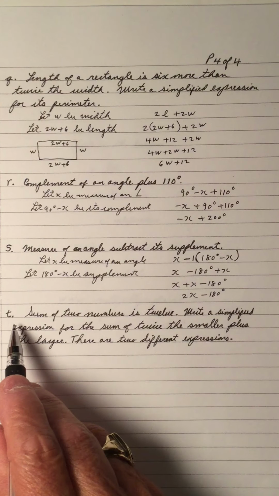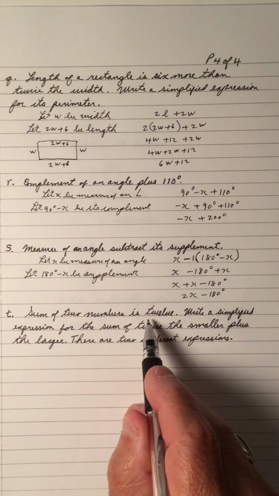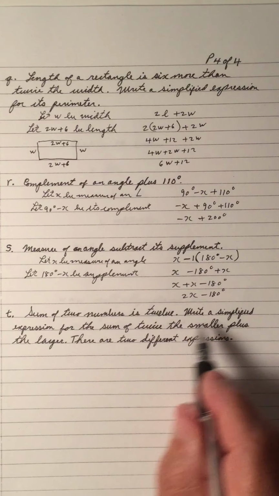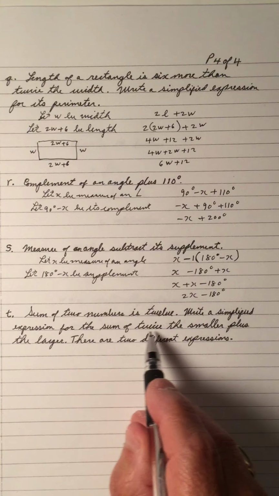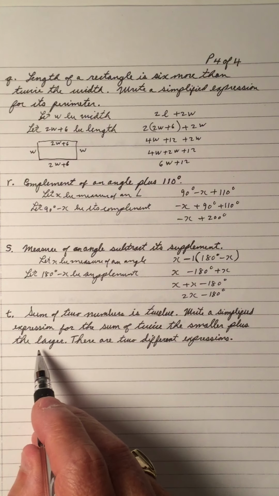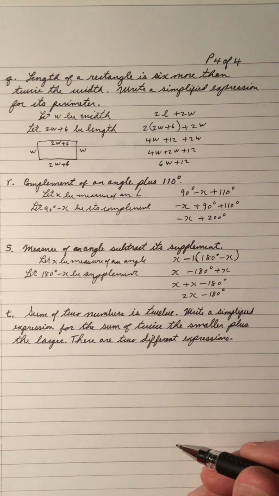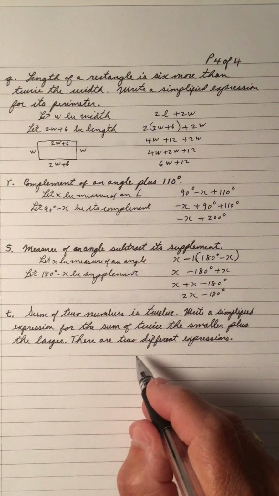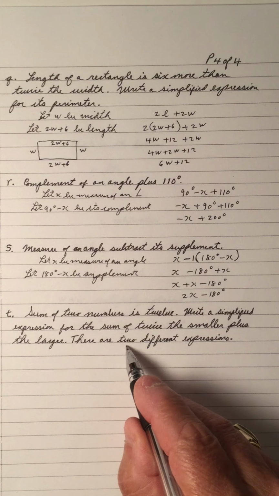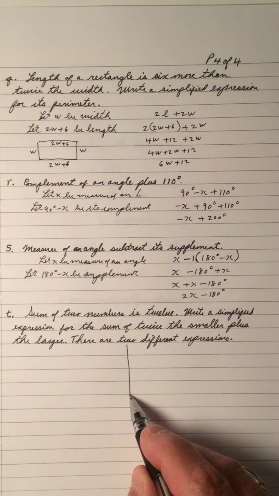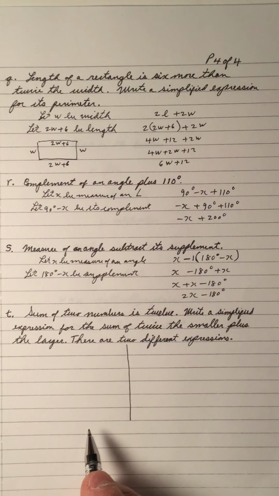The sum of two numbers is 12. Write a simplified expression for the sum of twice the smaller plus the larger. There are two different expressions, but the expressions come out to be the same. Let me explain. I'm going to draw a line down here to show what I'm going to do.